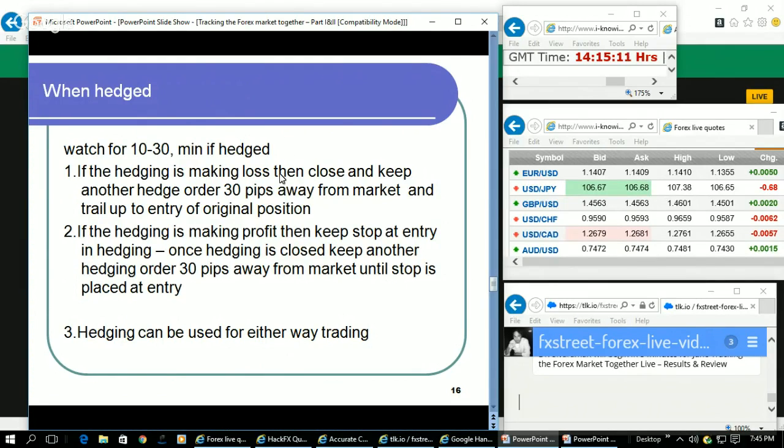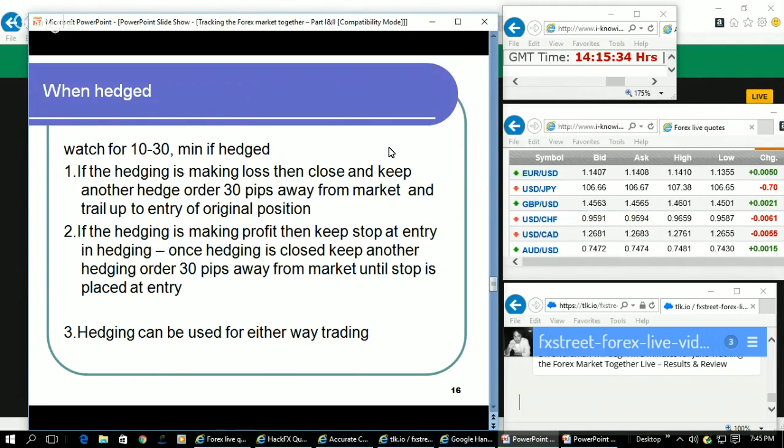And many people, when the hedging facility is available in the trading platform, assume it is something like a stop. So they keep the hedge order about 70 pips away from the other market order, or 100 pips away. And once it is hedged, then immediately they ask people what to do with the hedge.